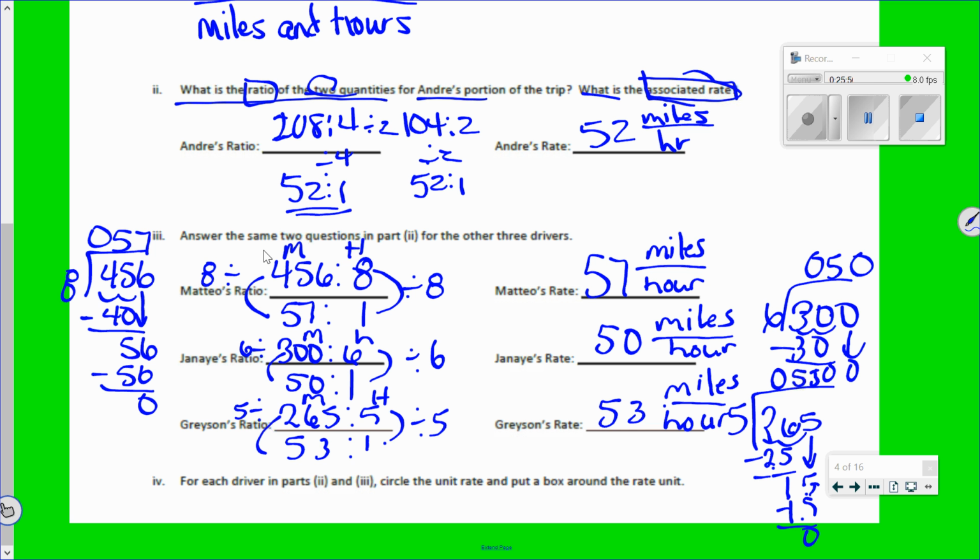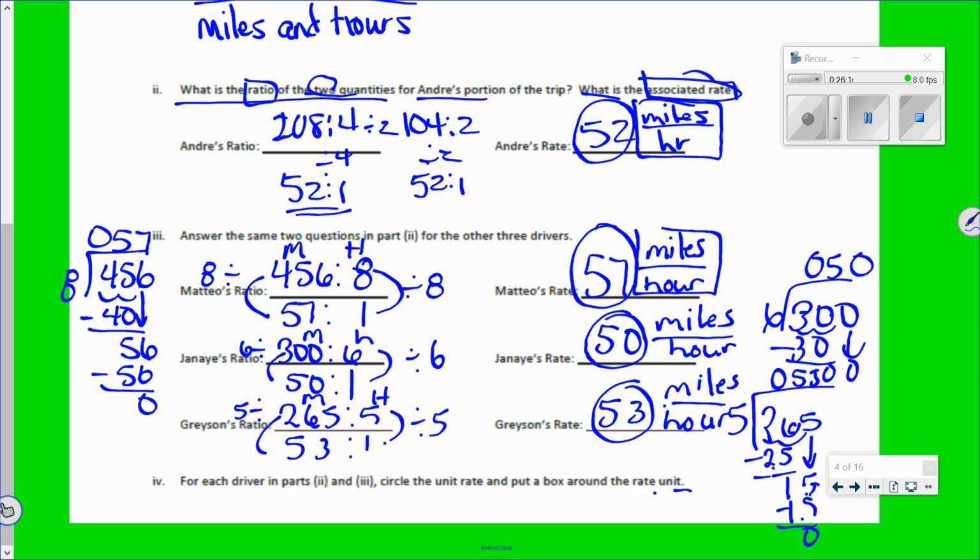Any questions about that? All right, let's look at the bottom. It says for each part in 2 and 3, circle the unit rate and put a box around the rate unit. So here's a hint. The unit rate is always going to be your answer. That's your number. The rate unit is the unit you labeled your number with. So you're just going to put a box around your words. Okay?